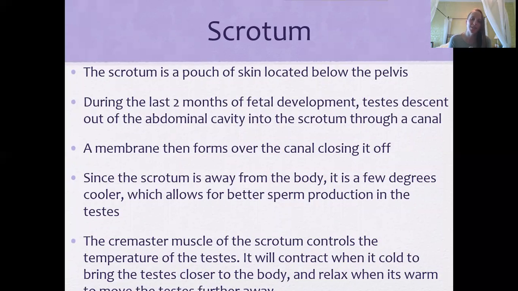The scrotum is the pouch of skin located below the pelvis. During the last 2 months of fetal development, the testes will descend out of the abdominal cavity and into the scrotum. And then a membrane forms over that canal that the testes descended into so that they don't, when you do a handstand, go back up into your abdomen.